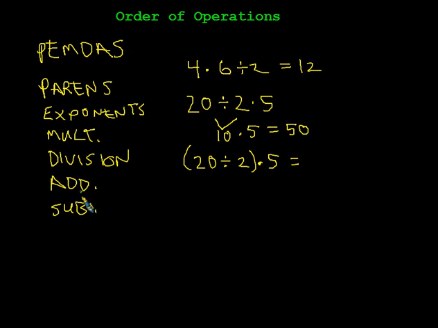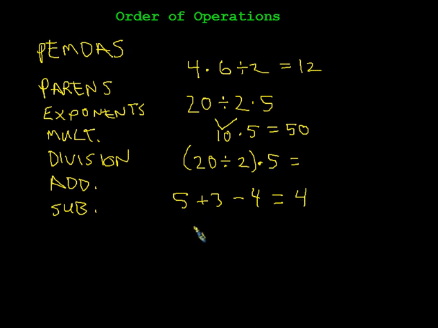Addition and subtraction have a similar concern. With addition and subtraction, if you have both addition and subtraction, you'll do whichever comes first going from left to right. So if I have something like 5 plus 3 minus 4, I'm supposed to add the 5 and 3 first. That gets me 8 minus 4 gets me 4.